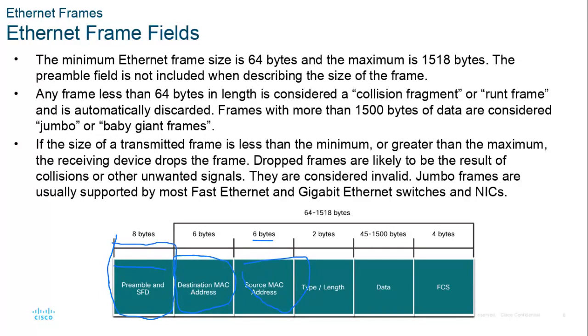Then we have a type length field. This tells us what kind of upper layer data is being encapsulated in this Ethernet frame. And at the CCNA level, it's going to be an IP version 4 packet, or an IP version 6 packet, or maybe a ping request. Then we have our actual upper layer data itself, the actual IP packet.